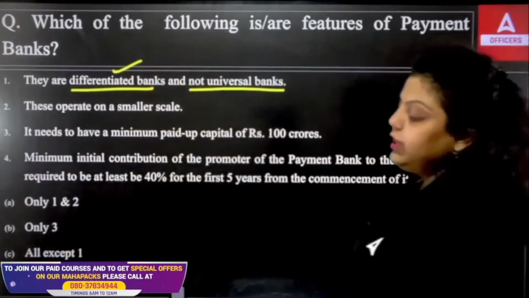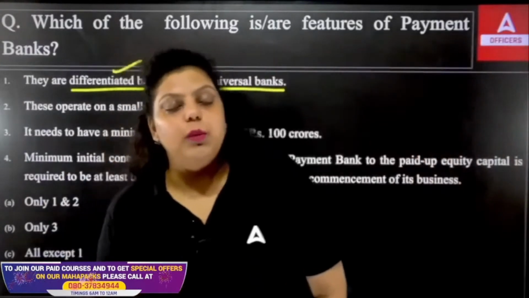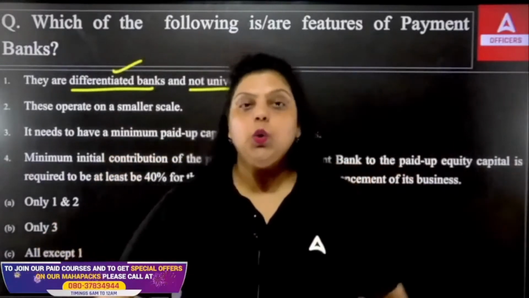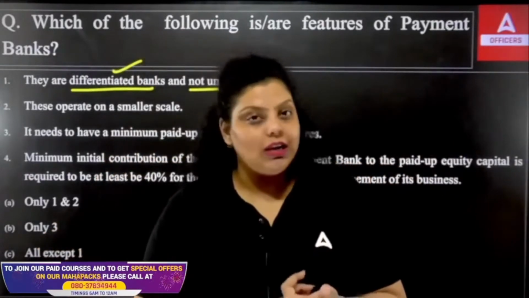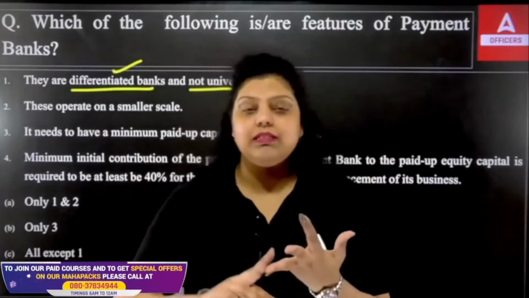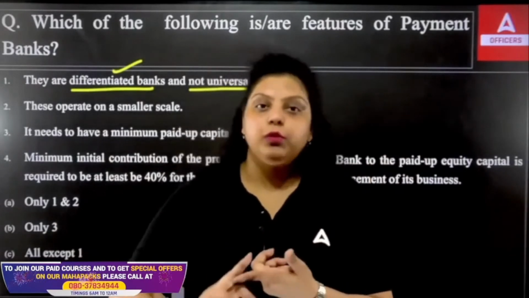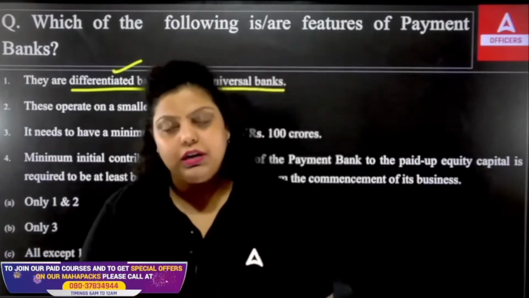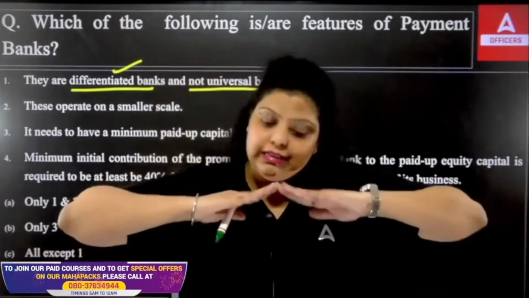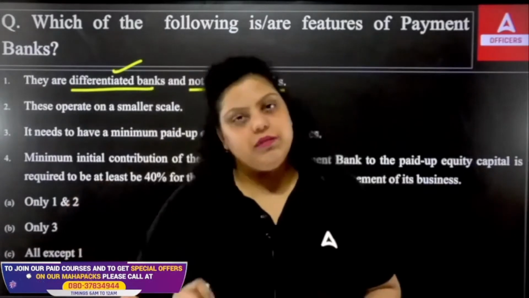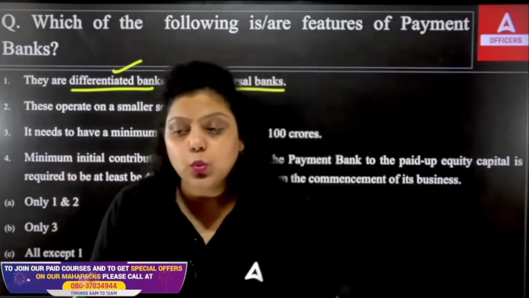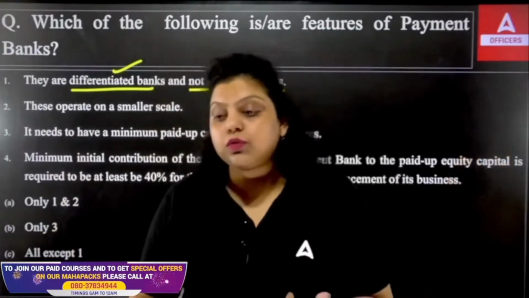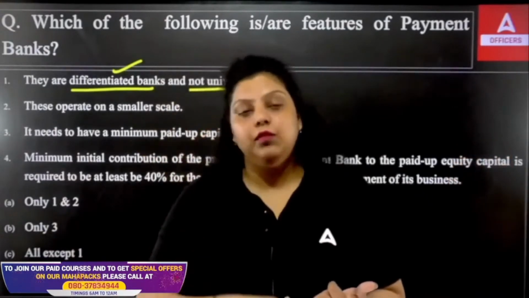Universal banks are those banks which provide all the services under one roof. When you go to the bank: deposit, withdrawal, lending, cheque clearance, demand draft, locker facility, safe custody, demat account, mutual fund, insurance, credit card, debit card, international credit card and debit card, everything is available under a single roof. That is universal banking. But a payment bank cannot work as a universal bank, because a payment bank cannot give loans to the public.